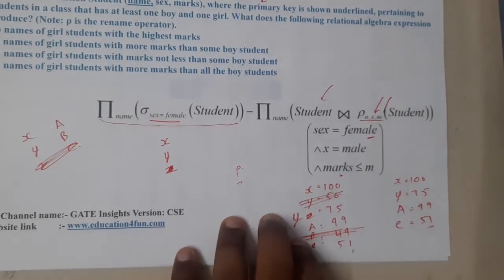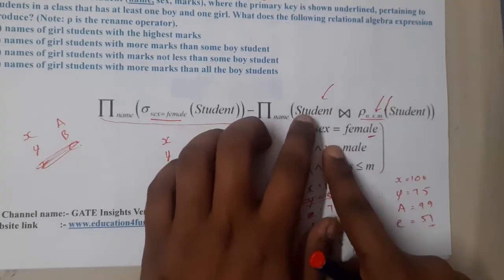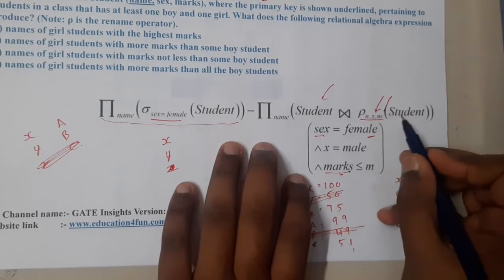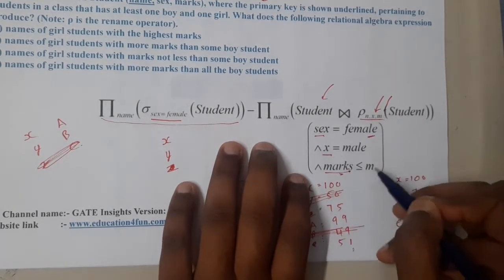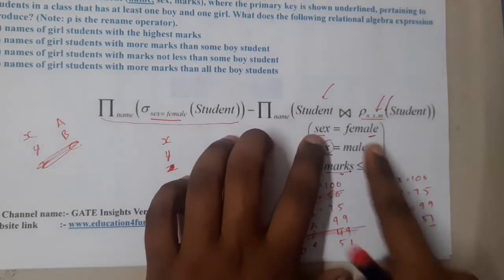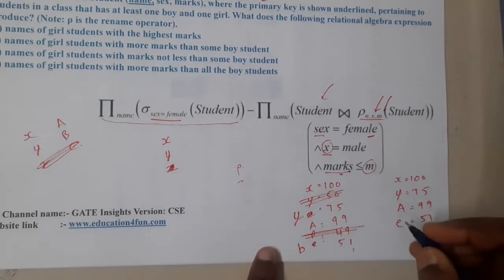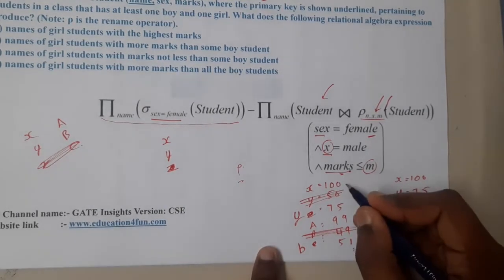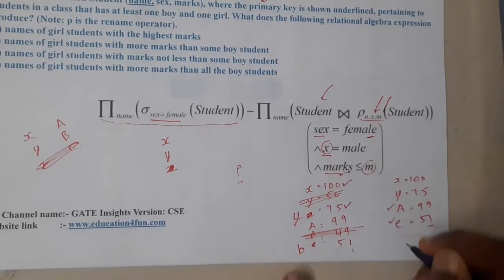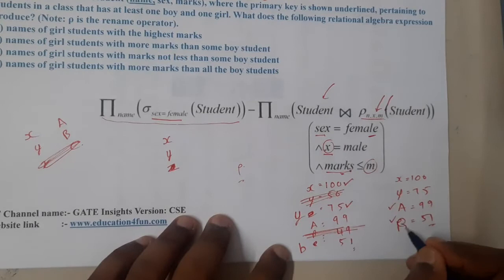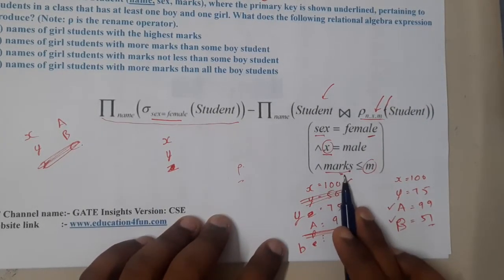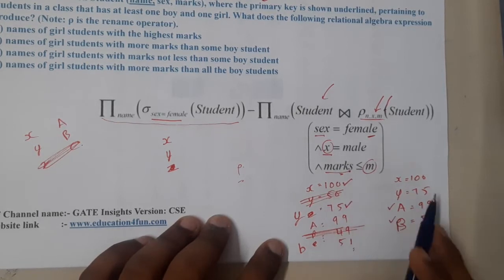In the student table the columns are name, sex and marks, and in the renamed table it is X and M. I'm rounding them off. Now first of all, in this table we are only selecting the female students. Who are the female students, guys? X and Y. So in this I select X and Y, and in the other I select the male students, A and B. Now we are comparing the students, checking whether this marks is less than or equal to that marks.